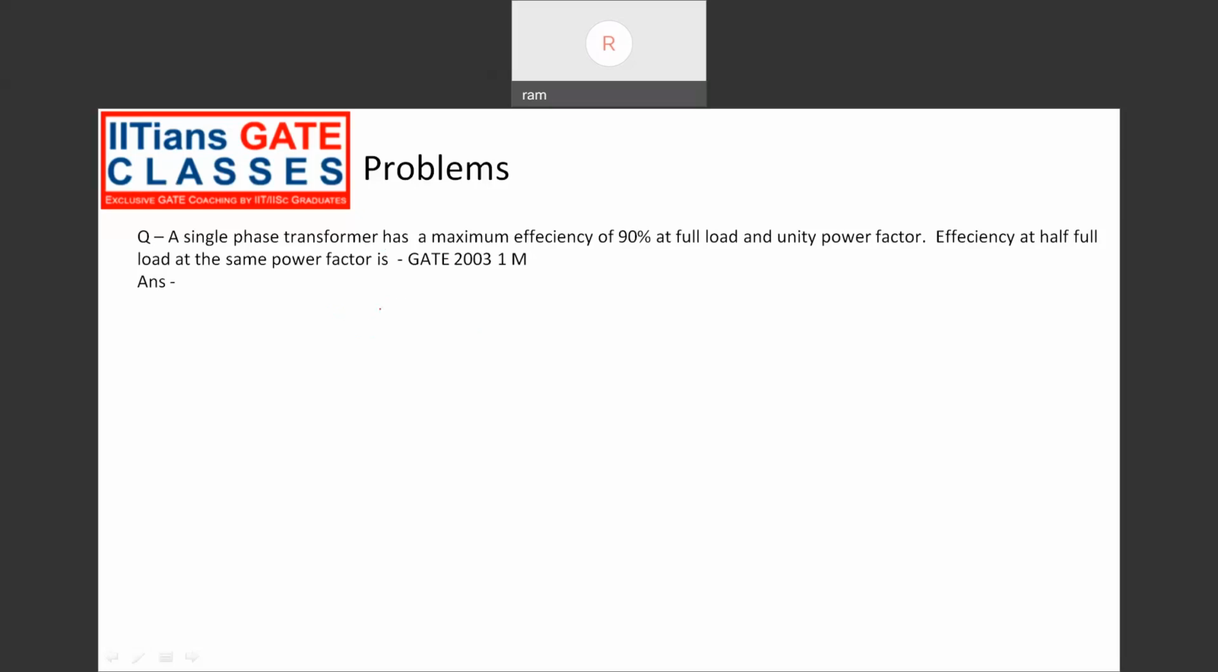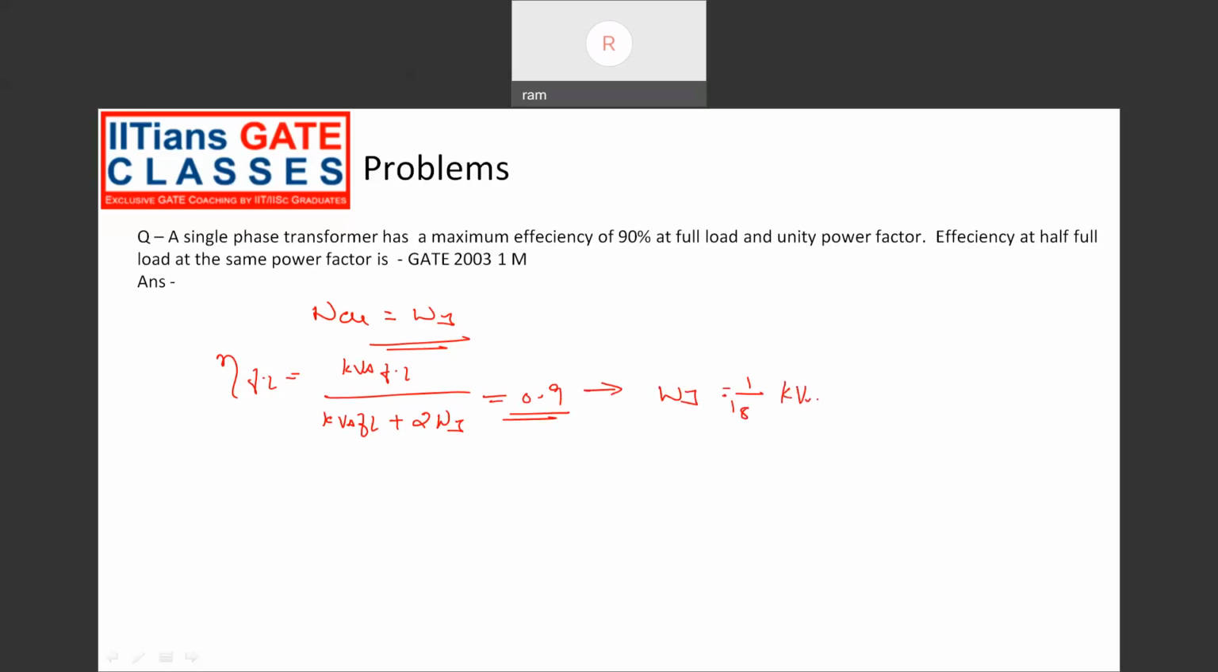So under maximum efficiency condition, we know that copper losses are equal to iron losses. Now efficiency at full load, considering power factor as unity, can be given as kVA full load by kVA full load plus 2 times iron losses. They have given it is equal to 90%, that is 0.9. So if we solve this equation, we can get Wi equal to 1 by 18 times kVA full load.